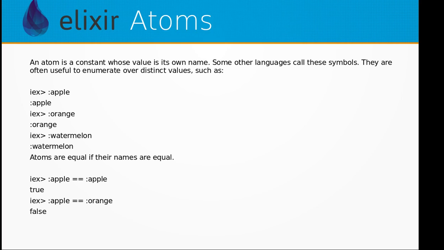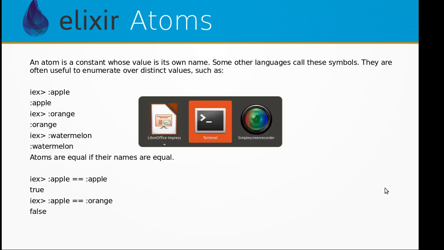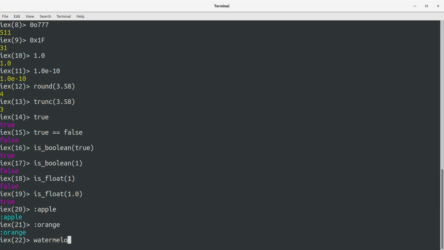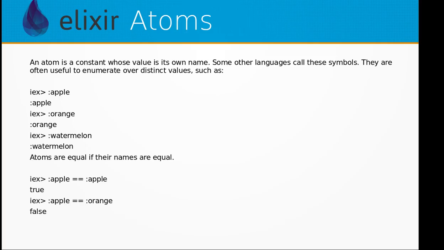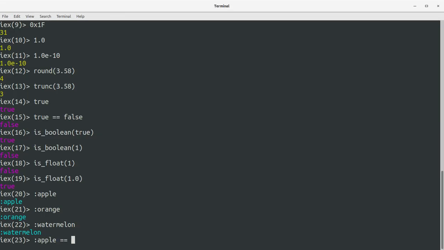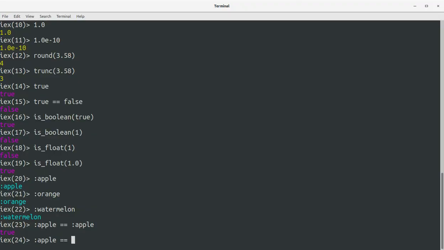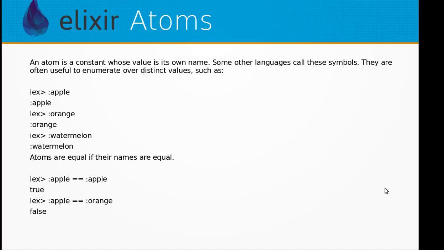Okay, the next data type is atom. An atom is a constant whose value is its own name. Some other languages call these symbols. They are often useful to enumerate over distinct values, such as apple, orange, watermelon, and atoms are equal if their names are equal. So if I type in :apple == :apple, it gives me true, and if I type in :apple == :orange, I get false.